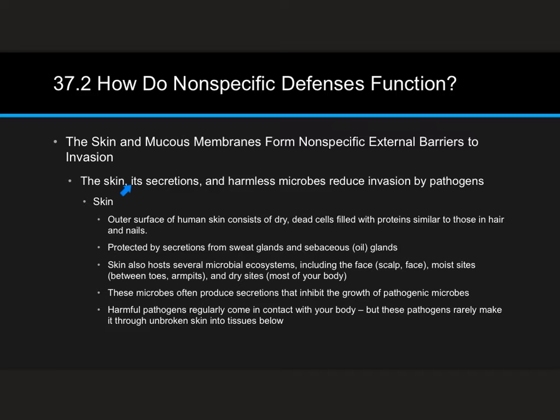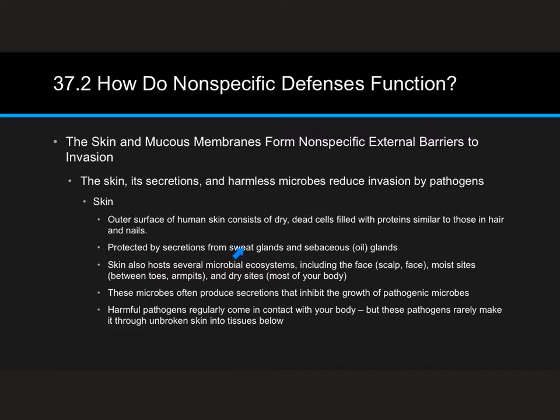So the skin's doing that by secretions, and harmless microbes reduce invasion by pathogens. So it's using its own secretion and some other living microbes that are on your skin or other openings of your bodies to try to keep that stuff out. So your skin, okay, the outer surface of human skin consists of dry, dead cells filled with proteins similar to those in hair and nails. So your outer layer of skin is dead cells. It's not living cells, okay? You have to get into it a little bit before you hit live cells.